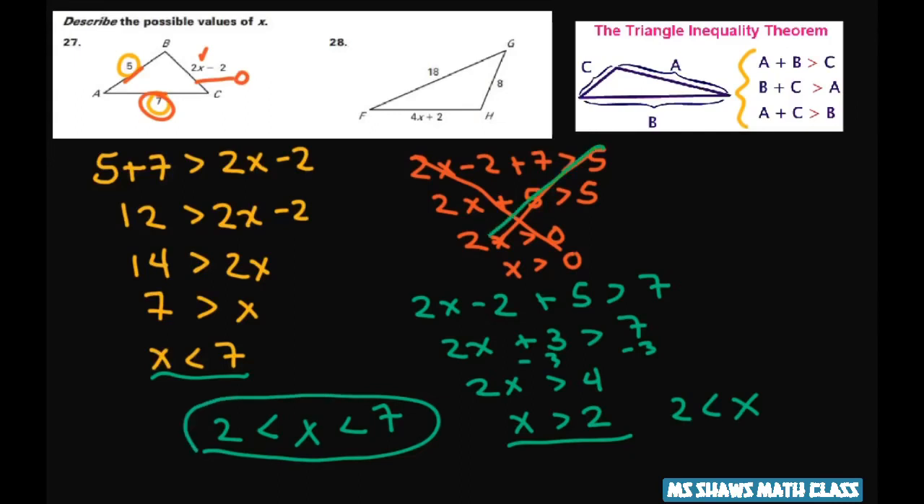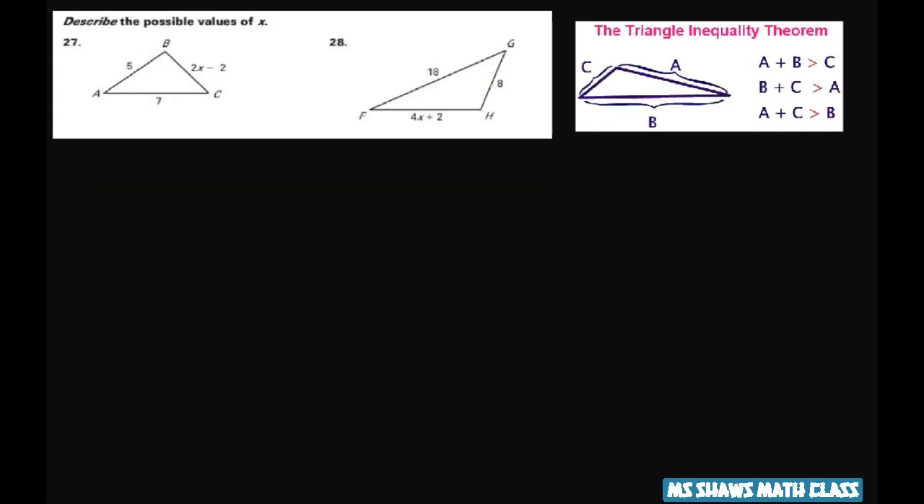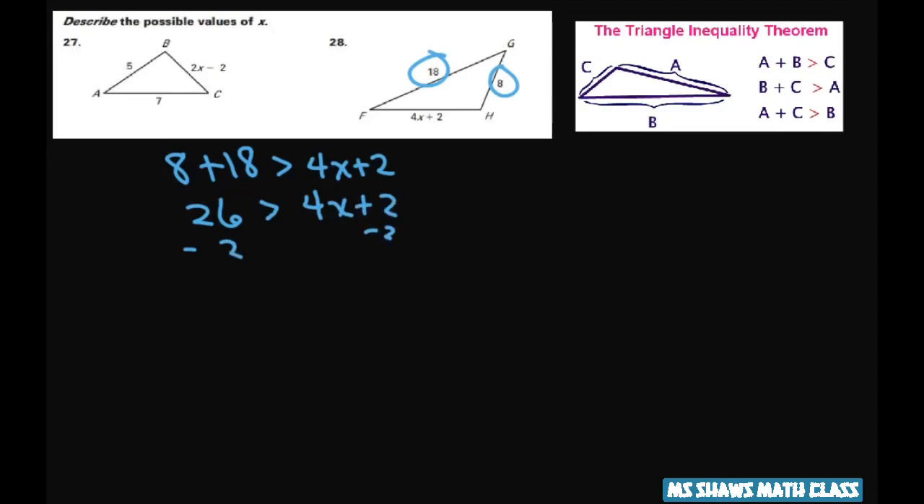When you do this, you're always going to have one that doesn't work. So let's look at the next one. Let's do these two first. 8 plus 18 has to be greater than 4x plus 2. So 26 has to be greater than 4x plus 2. Subtract 2 from both sides, and you get 24 is greater than 4x. Divide both sides by 4, and you get 6 is greater than x, or x is less than 6.